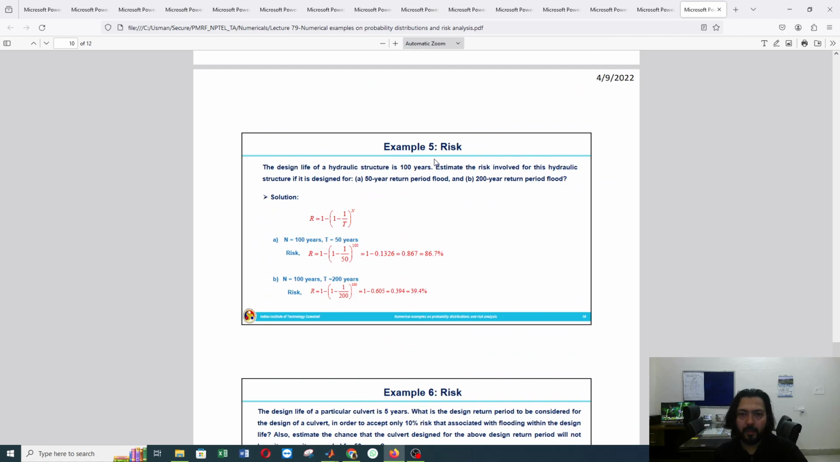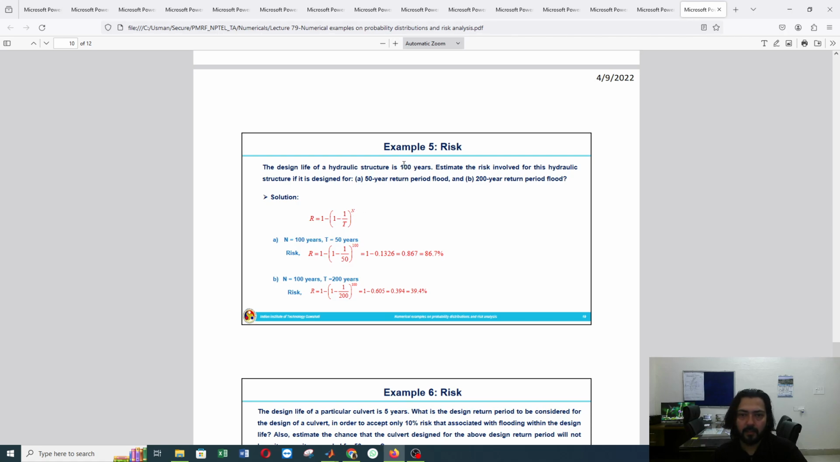Then we have seen some examples to calculate risk. In this example they are saying the design life of a structure is 100 years. Estimate the risk involved for this hydraulic structure if it's designed for a 50-year return period flood and a 200-year return period flood. So we want to calculate the risk. We know that risk is nothing but 1 minus the non-occurrence probability in n number of years.